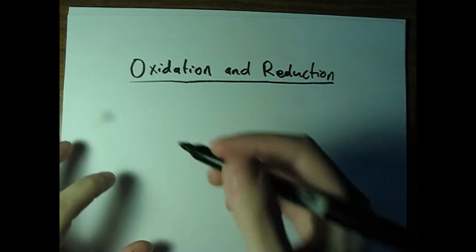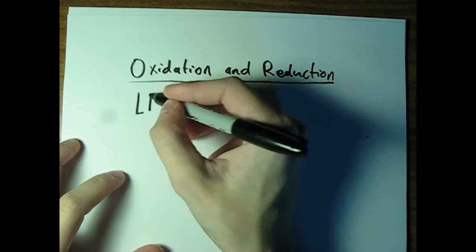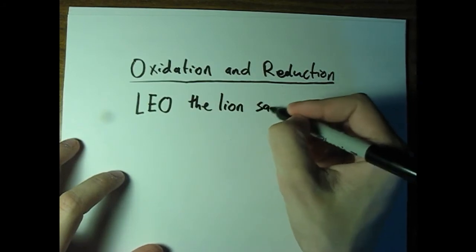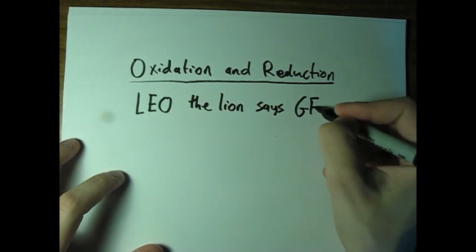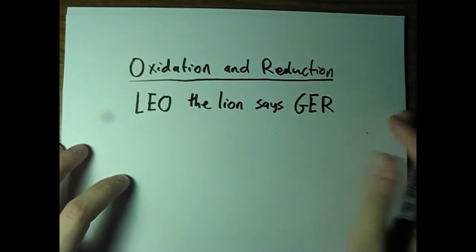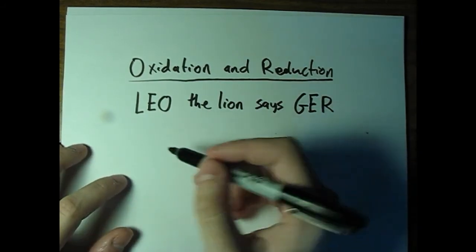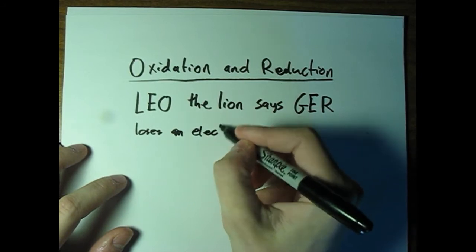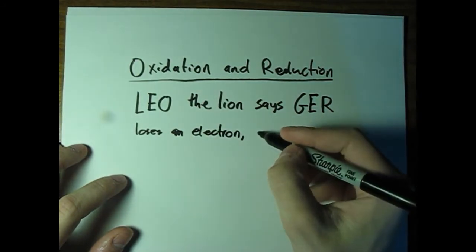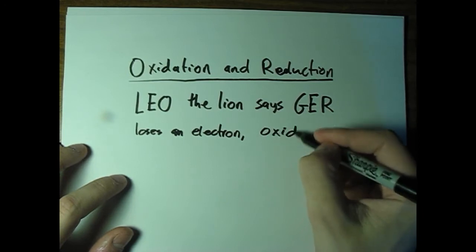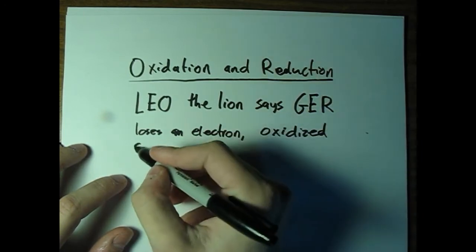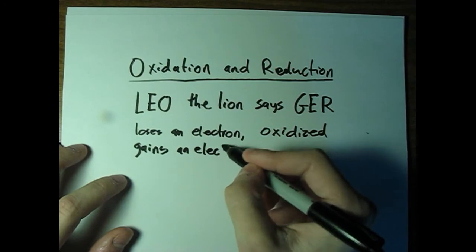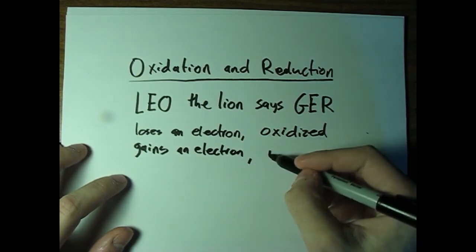Actually, a way to remember this, it's kind of a fun mnemonic. Leo the lion says "Grr." And this basically means that if it loses an electron, it has been oxidized. And if it gains an electron, it has been reduced.